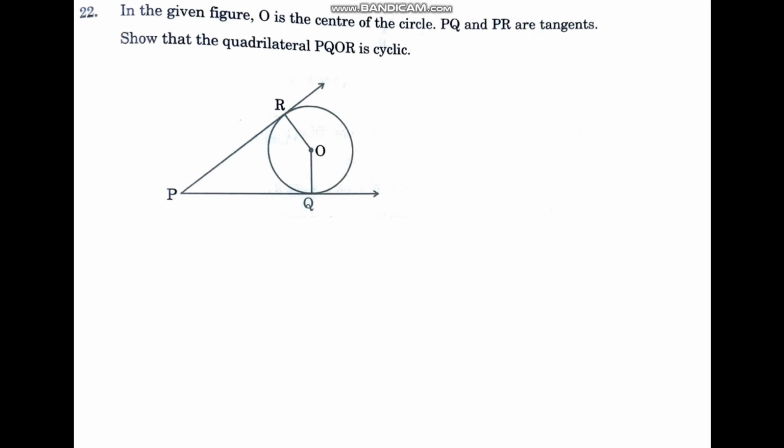Next, in the given figure, O is the center of the circle, PQ and PR are tangents, and we must show that the quadrilateral PQOR is cyclic. If the sum of any one pair of opposite angles is 180 degrees, then it is enough to say that PQOR is cyclic.